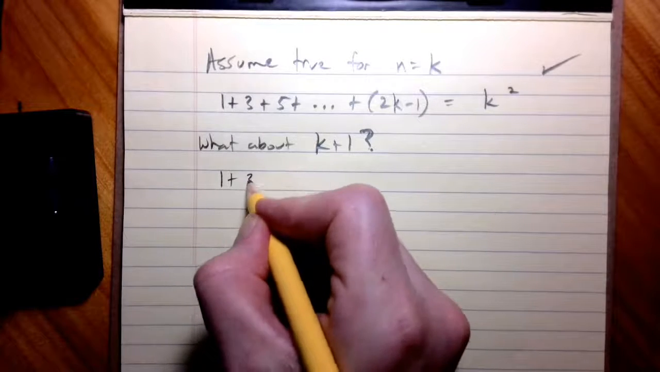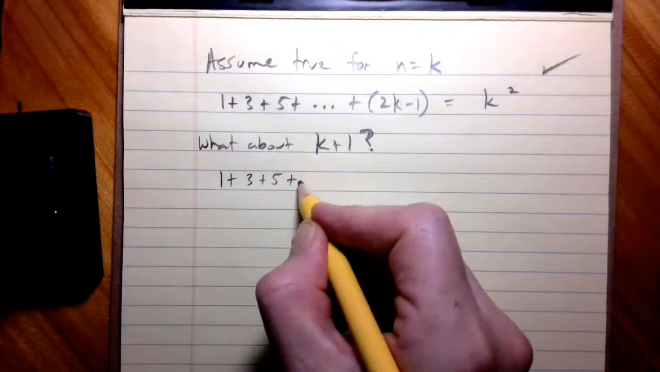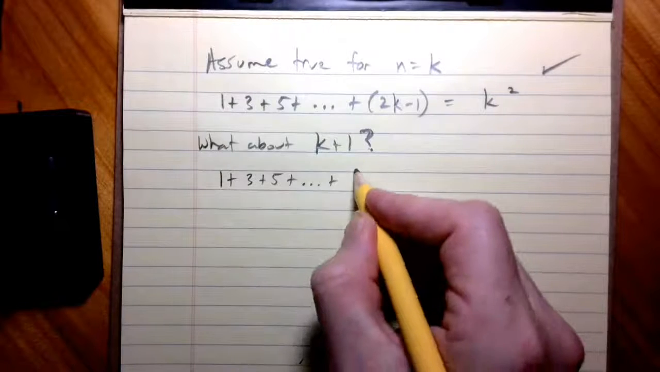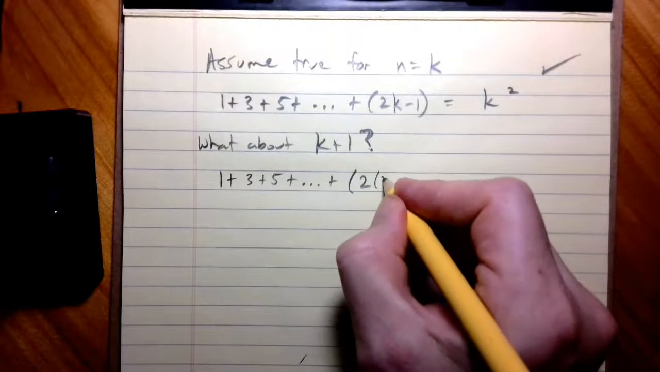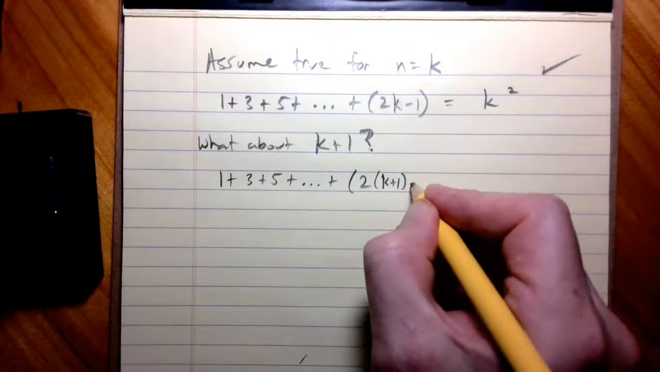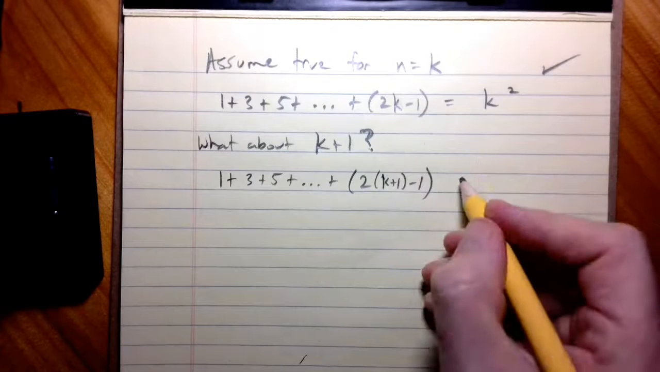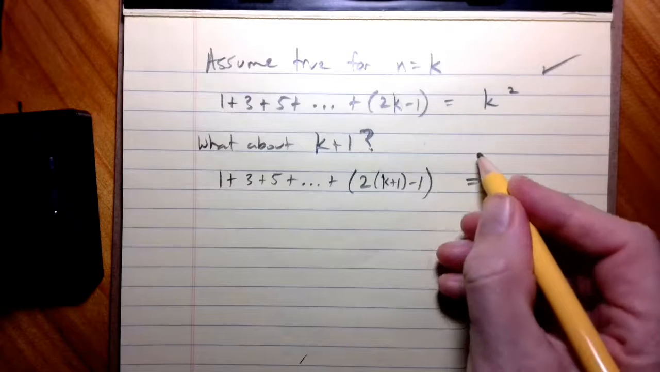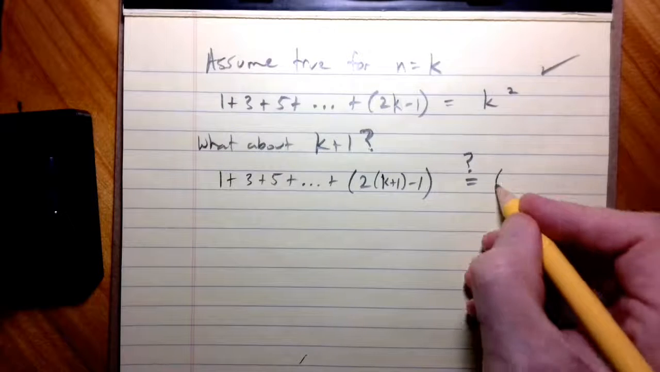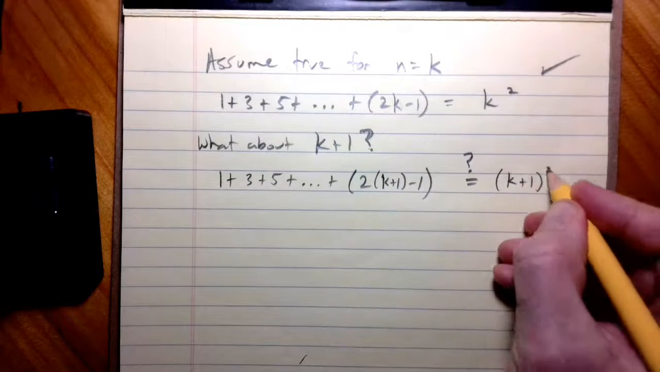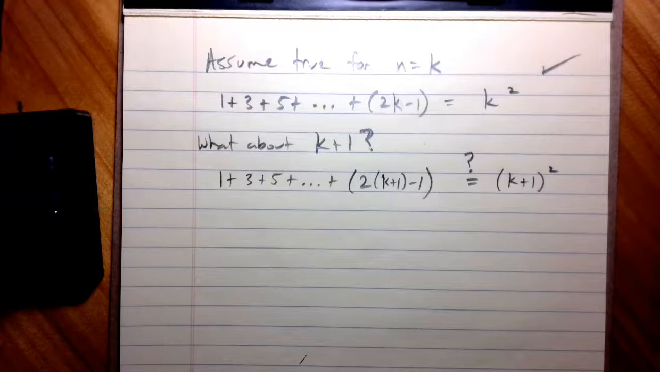So we have 1 plus 3 plus 5. I've got to pay attention to my parentheses there. I've got an extra k plus 1. And I'm going to say, hey, is this equal to k plus 1 squared? And I put a question mark because we don't know that yet.